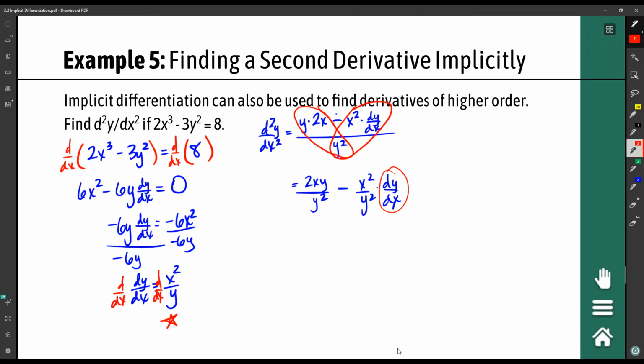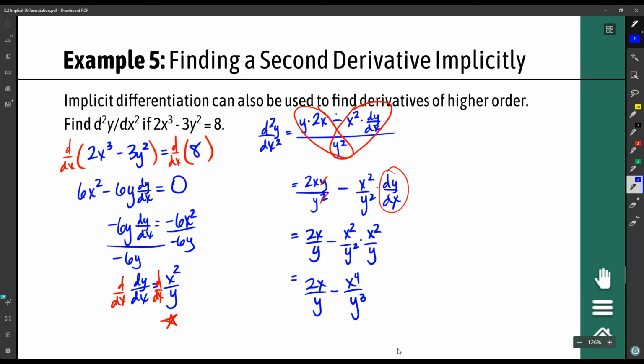So let's do some more simplification. First of all, the y in the first term here in the numerator cancels with one of the two in the denominator. So that becomes 2x over y. Minus, we have x squared over y squared, and we can substitute in place of dy/dx an x squared over y, since we know that's what dy/dx is. And finally, that gives us a solution of 2x over y minus x to the fourth over y cubed as the second derivative, d squared y over dx squared.